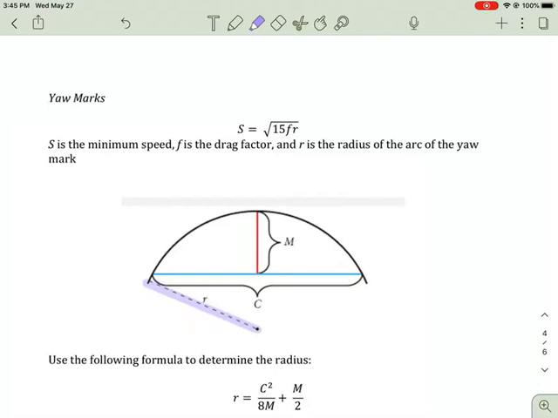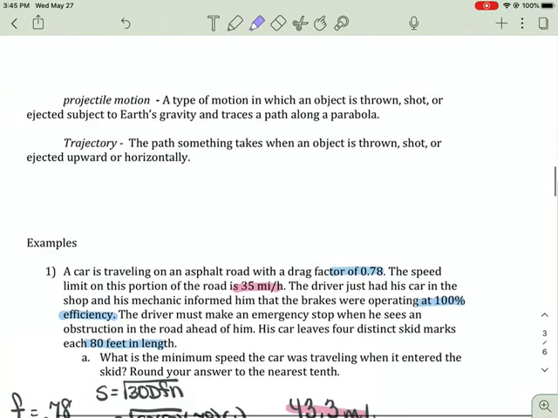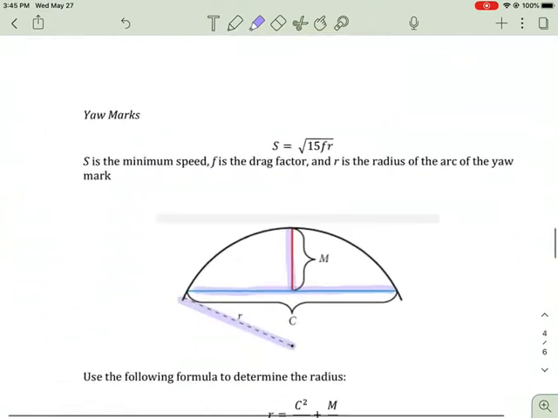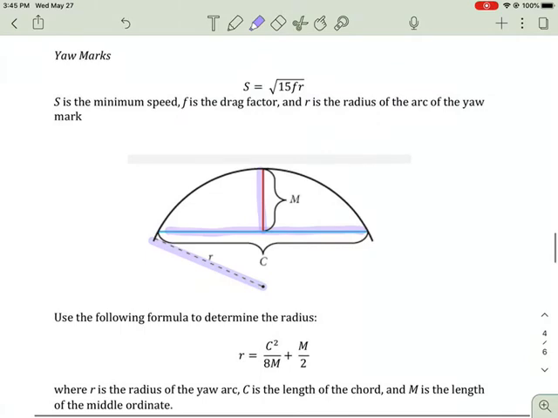Okay, so this is our chord. Remember, a chord connects two points on a circle. So we would connect two points on the arc, and then draw a perpendicular line from the arc down to the chord. And that's M. I think we defined that as, excuse me, I have to go back up here, the middle ordinate. We're going to use that to find the radius, and then put that into our speed formula. So it's a two-part problem.